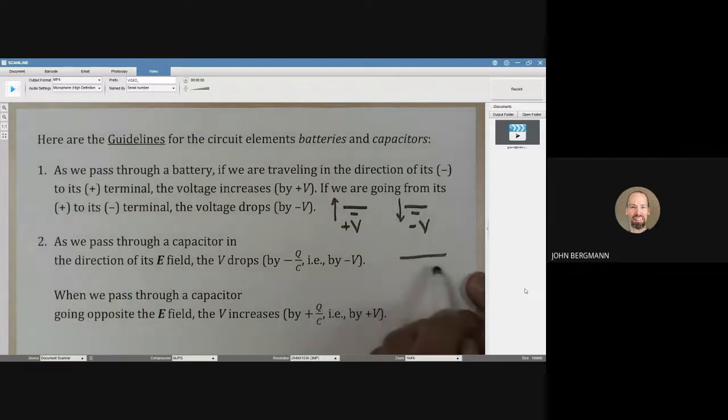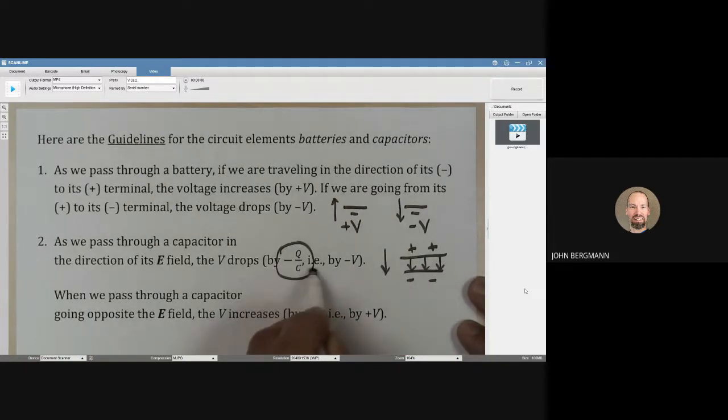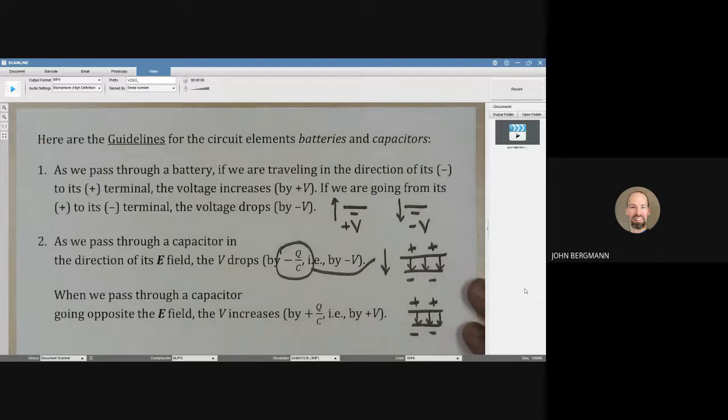When you have a capacitor here, and you've got, let's say, positive charge on that plate, negative charge on that plate, the electric field goes like that. If we're going in the direction of the electric field, you got to write that in your equation. On the other hand, here's your capacitor. It's charged up. The electric field points away from the positive and toward the negative. If we're traveling around our circuit and we go through the capacitor that way, then it's plus Q over C.